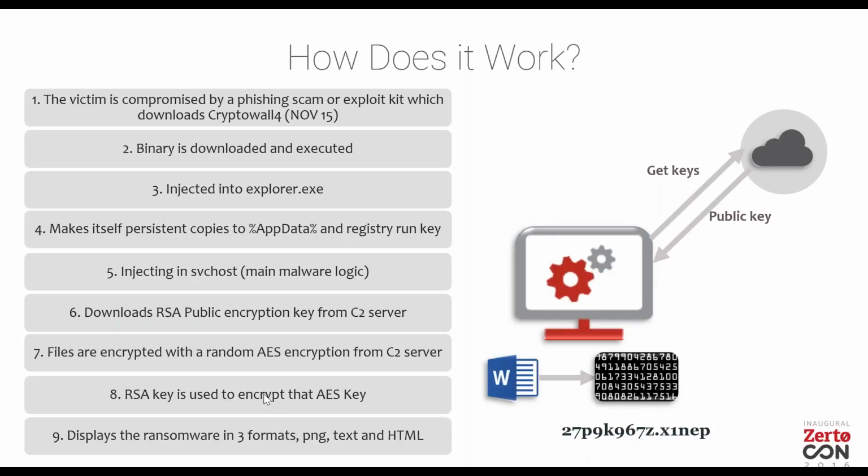At this point, once the ransomware has completed, it will display a message in three formats, in a PNG, a text, and an HTML. And they will all display the message like we've seen on the previous slides with the CTB Locker stating your files have been encrypted, you have to pay a ransom. Ransom is usually in Bitcoin, around $300.